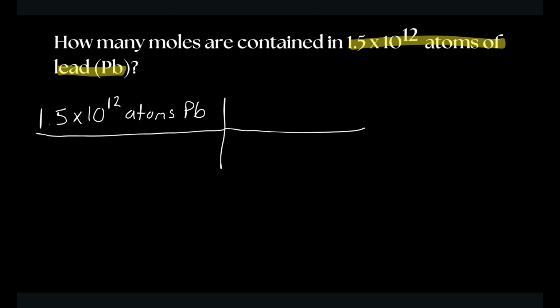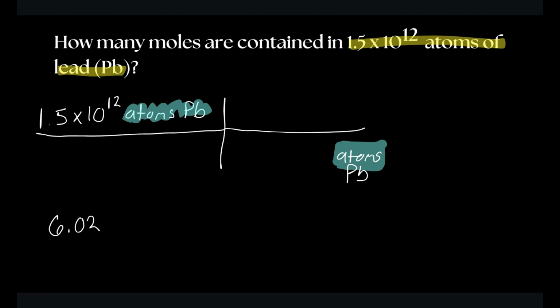Because we have atoms of lead on top, this means that we're going to have atoms of lead on the bottom. So this will be atoms of our lead. Now, whenever we are converting from atoms to moles, what we're going to use is Avogadro's number. So we are going to use that 6.02 times 10 to the 23rd, and that is going to be equal to our 1 mole. Now, remembering that Avogadro's number is the same idea as a counting unit, we are able to put anything that we need behind this.